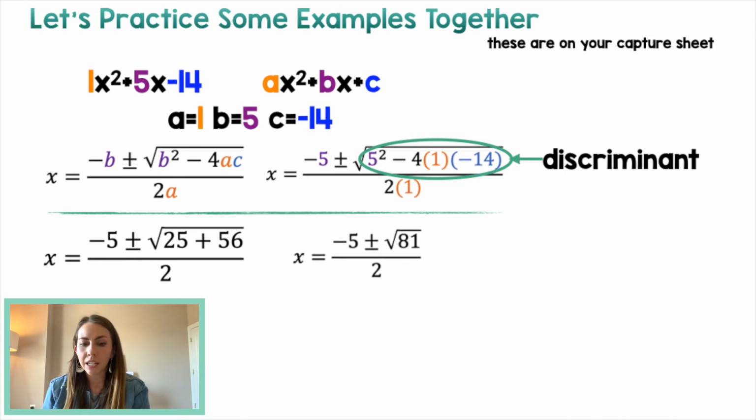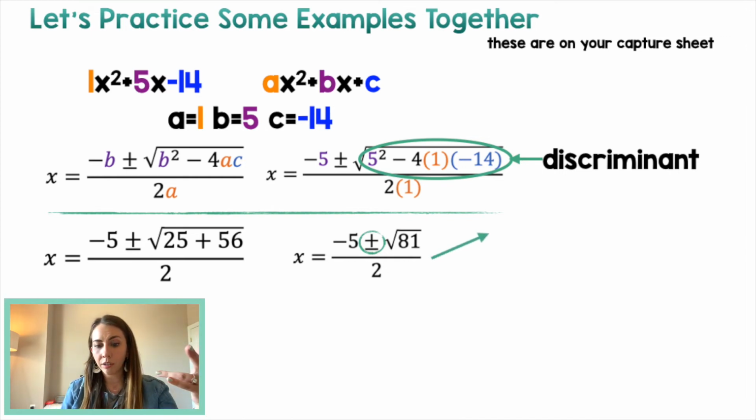25 plus 56 is 81, and now it does kind of look like completing the square, because you have a positive square root of -1 and a negative square root of 81. So that's why we have that plus or minus right here. So I'm going to split this just like I did with completing the square. I'm going to do the addition on the top and the subtraction version on the bottom.